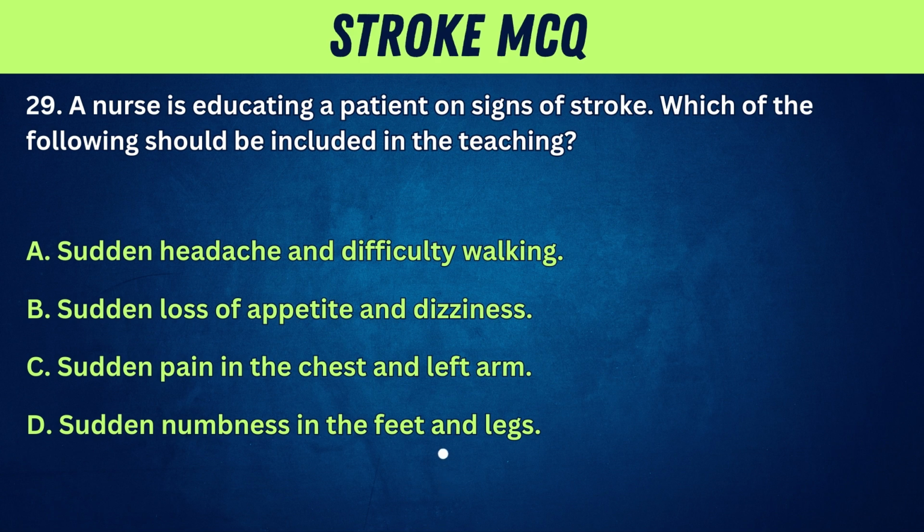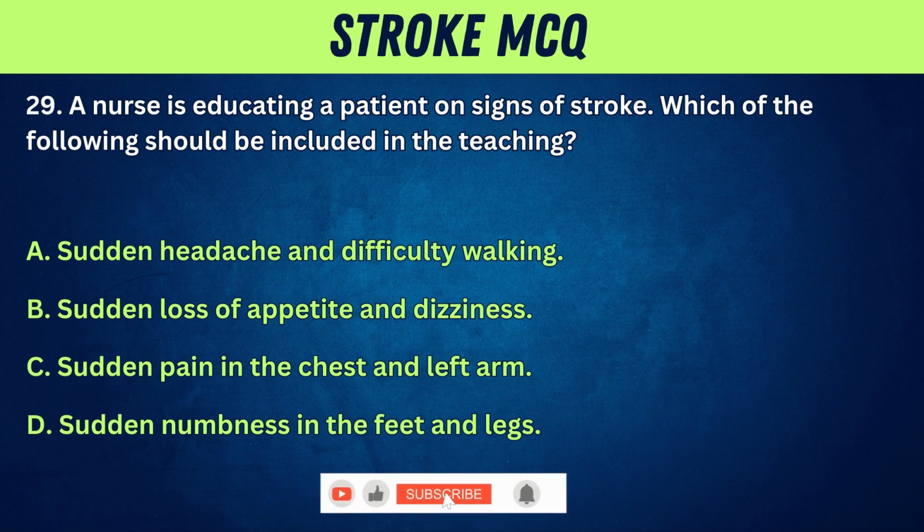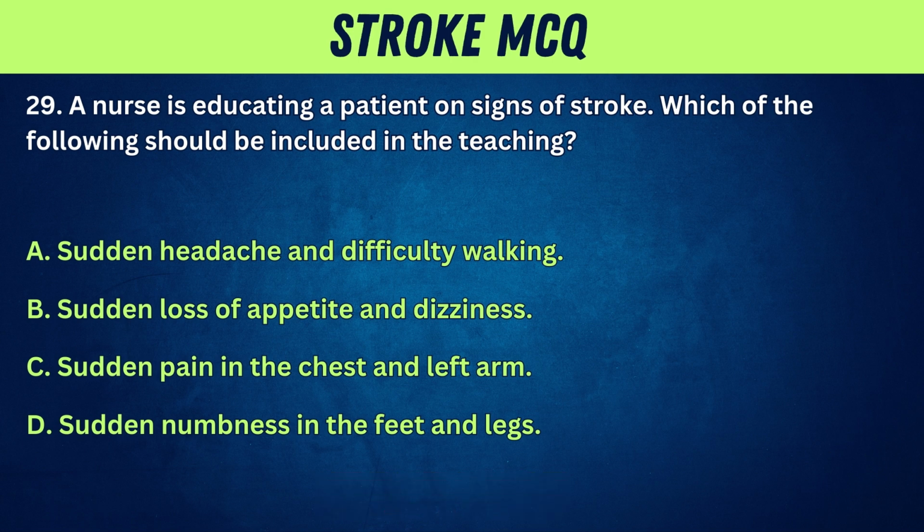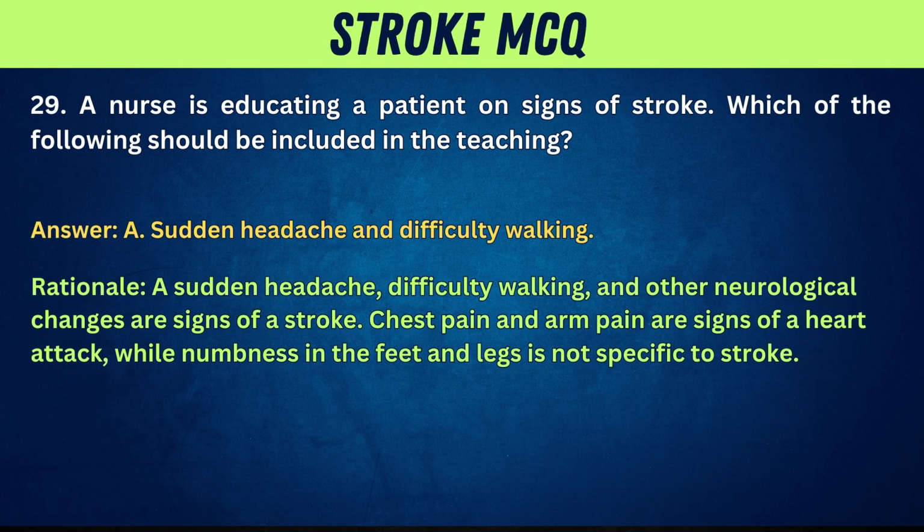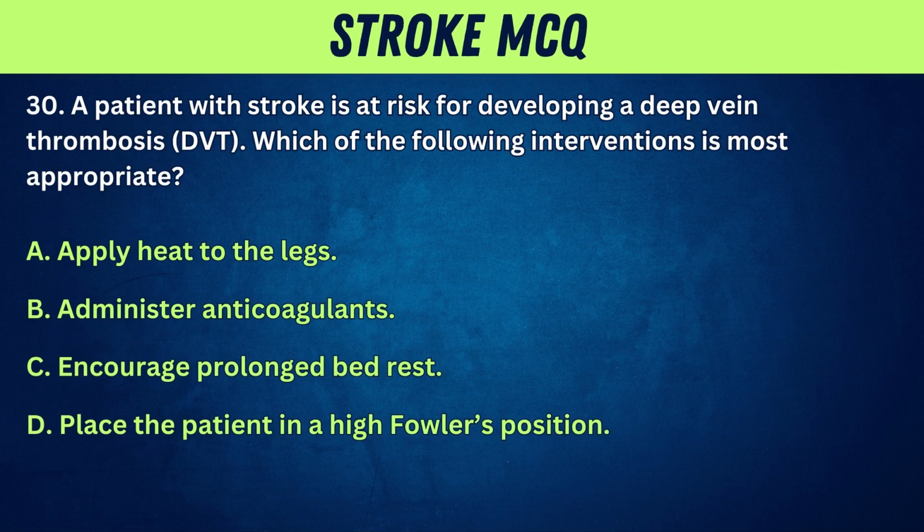29. A nurse is educating a patient on signs of stroke. Which of the following should be included in the teaching? A. Sudden headache and difficulty walking. B. Sudden loss of appetite and dizziness. C. Sudden pain in the chest and left arm. D. Sudden numbness in the feet and legs. Answer: A. Sudden headache and difficulty walking. Rationale: a sudden headache, difficulty walking, and other neurological changes are signs of a stroke. Chest pain and arm pain are signs of a heart attack, while numbness in the feet and legs is not specific to stroke.